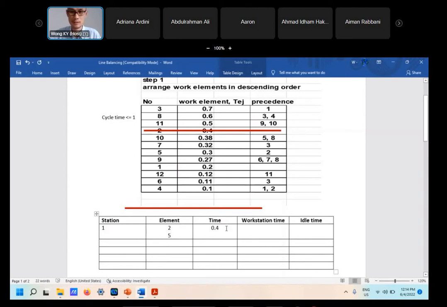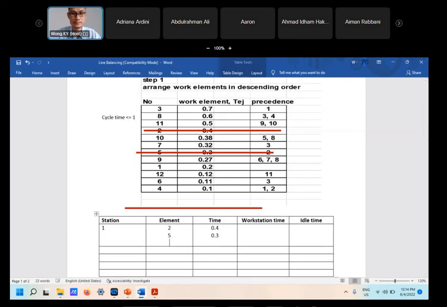Element 5 has an element time of 0.3. So once you have assigned element 5, you can cancel it. And you repeat the process, go up the list again: can I assign 3, cannot; 8, cannot; 11, cannot; 10, cannot; 7, cannot; 9, cannot; 1, can, because 1 has no precedence requirement. So I can assign 1. The element time for element 1 is 0.2.